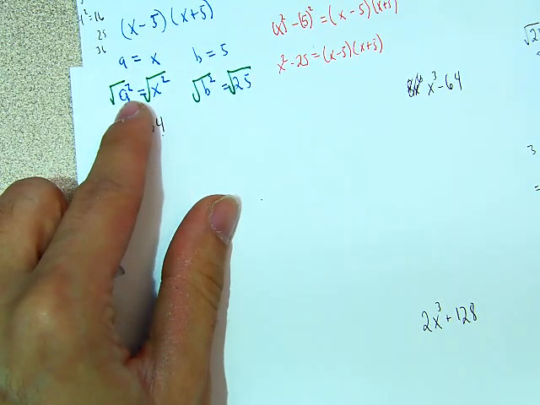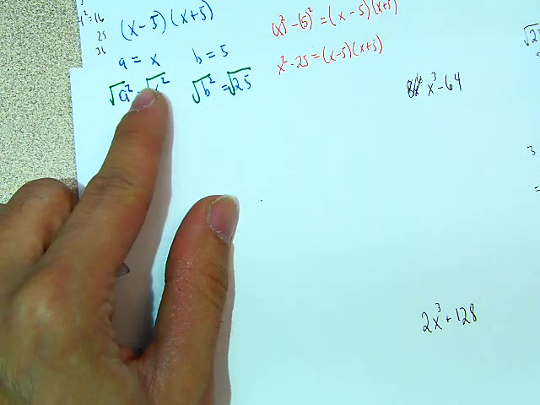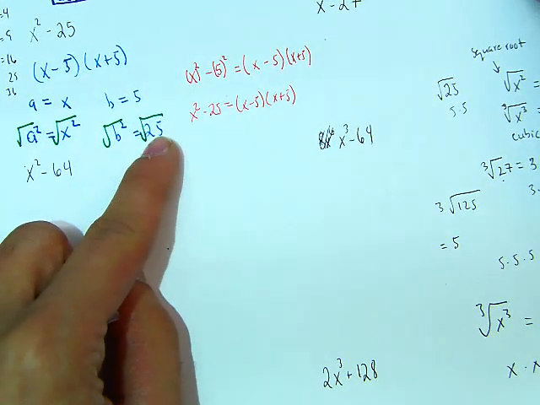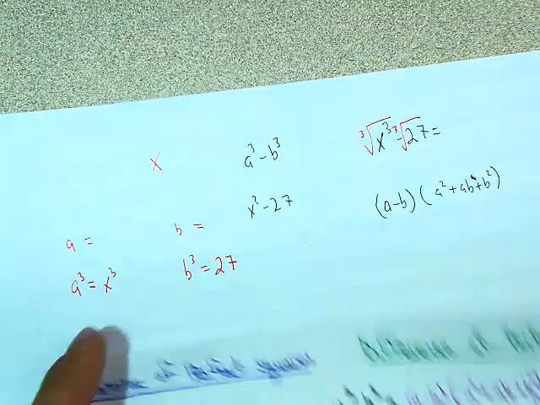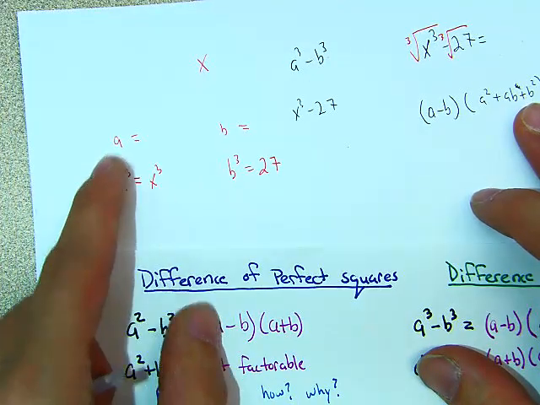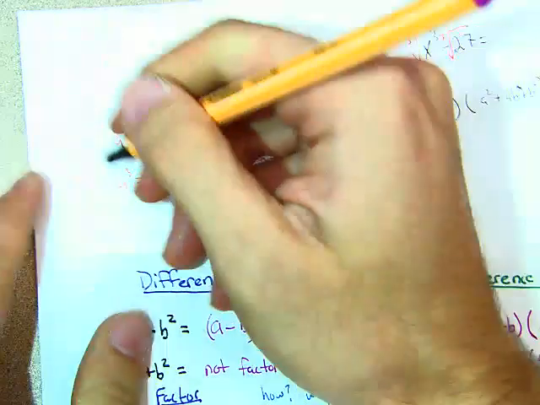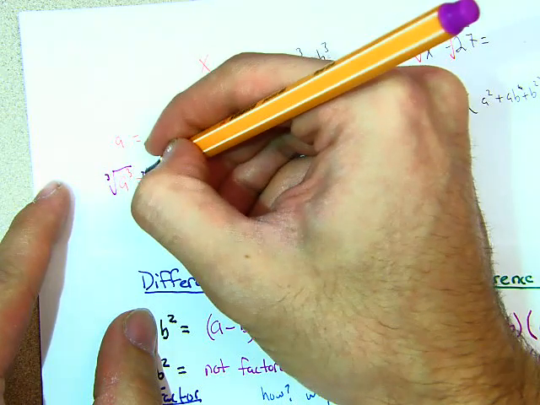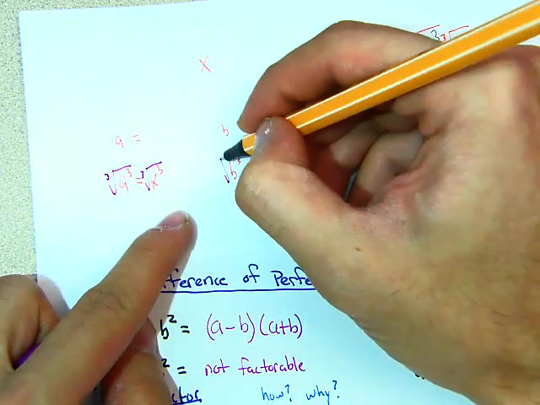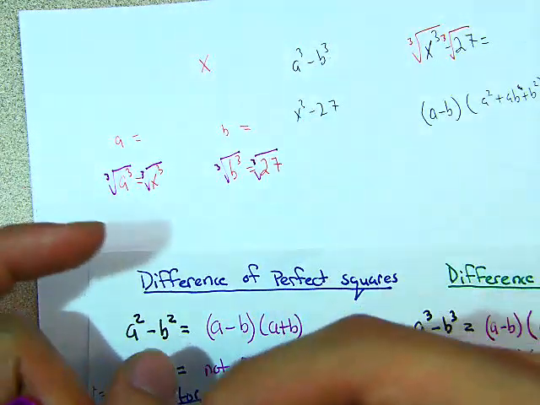Before, a squared was x squared, and what did we do? We took the square root. Here, b squared was 25, and how did we get b by itself? We took the square root. Here, you will simply take the cubic root. Take the cubic root of a cubed, the cubic root of x cubed, the cubic root of b cubed, and the cubic root of 27, right?